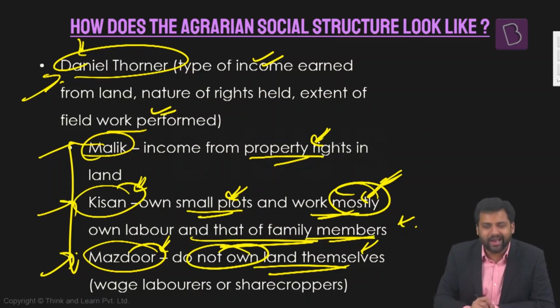Who are the Mazdoor? They do not own any land. They're working on someone's land. So those who are the landless, they are the Mazdoor. Maliks are the ones who own a large amount of land, but they are not contributing their own labor. Kisan, they own small plots of land. They are using mostly their own family labor. So this is one way to classify.